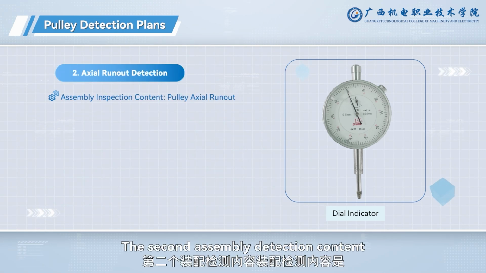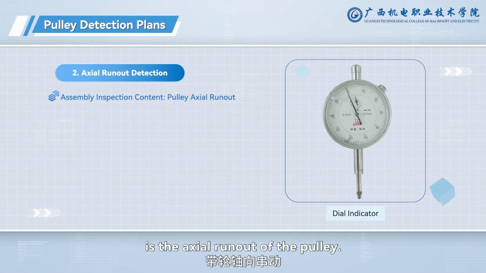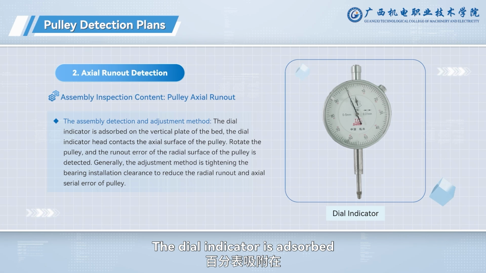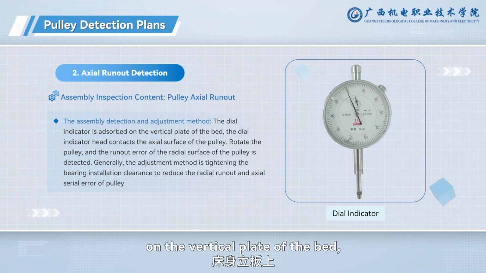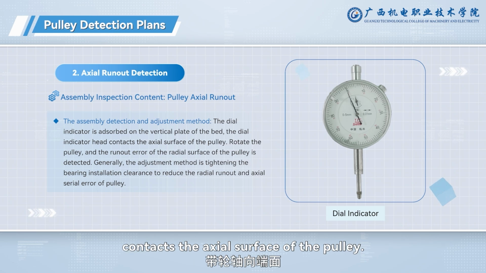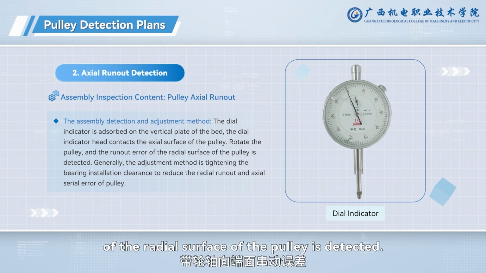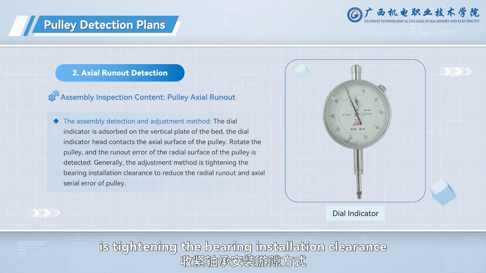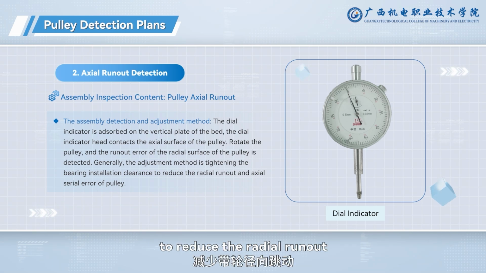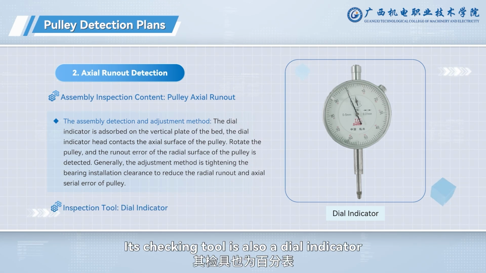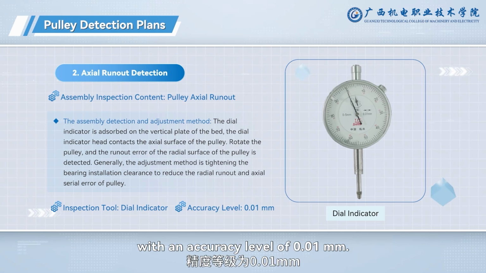The second assembly detection content is the axial runout of the pulley. The assembly detection and adjustment method is: the dial indicator is adsorbed on the vertical plate of the bed. The dial indicator head contacts the axial surface of the pulley. Rotate the pulley, and the runout error of the axial surface of the pulley is detected. Generally, the adjustment method is tightening the bearing installation clearance to reduce the radial runout and axial serial error of the pulley. Its checking tool is also a dial indicator with an accuracy level of 0.01 mm.